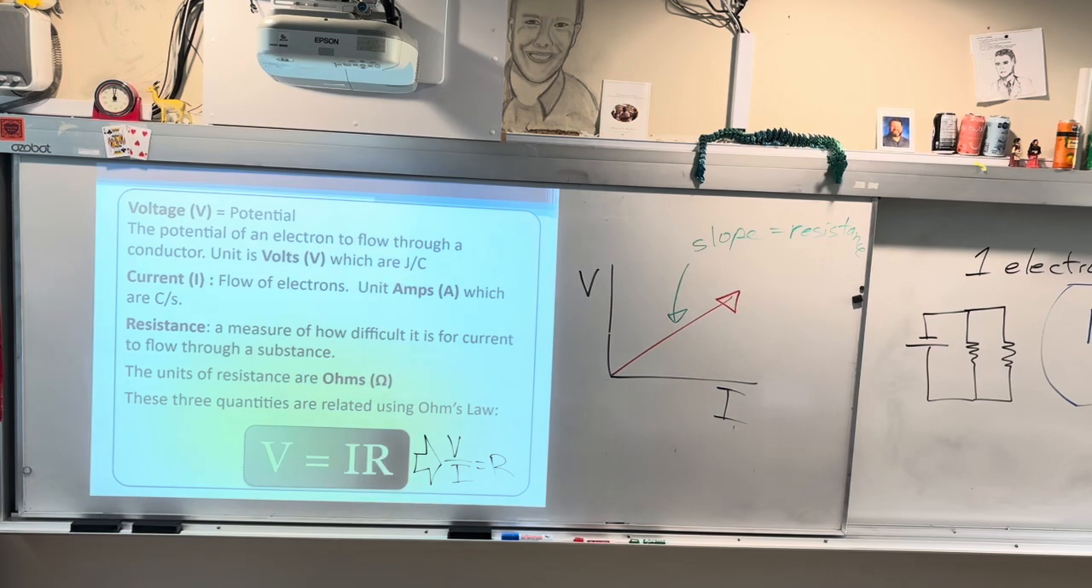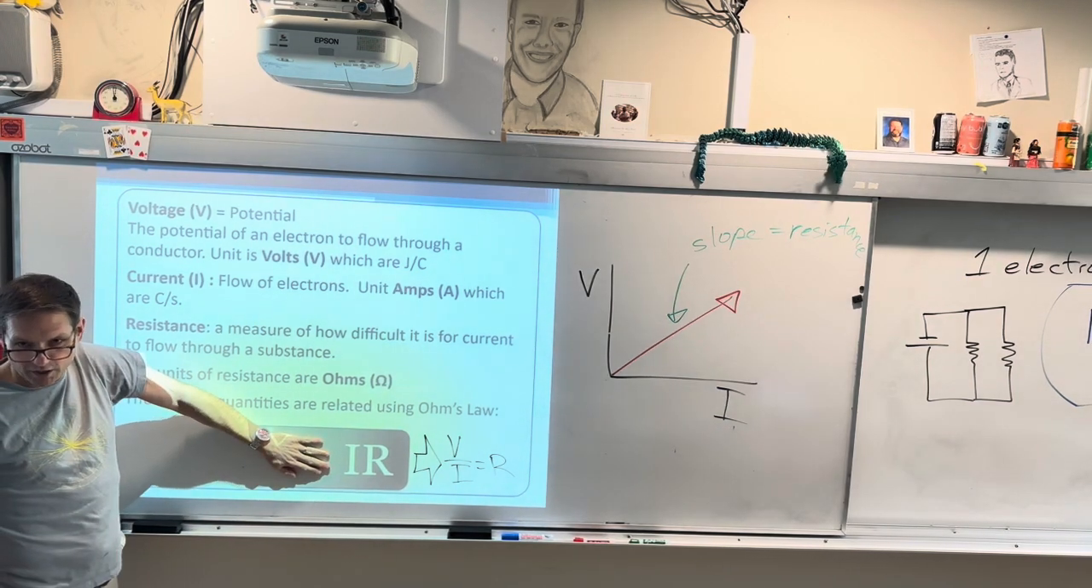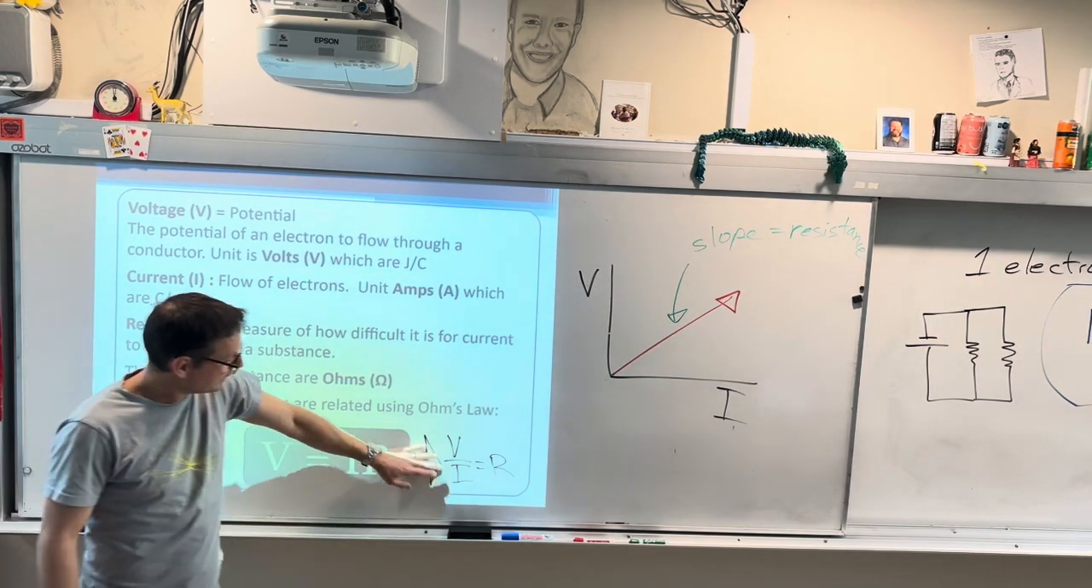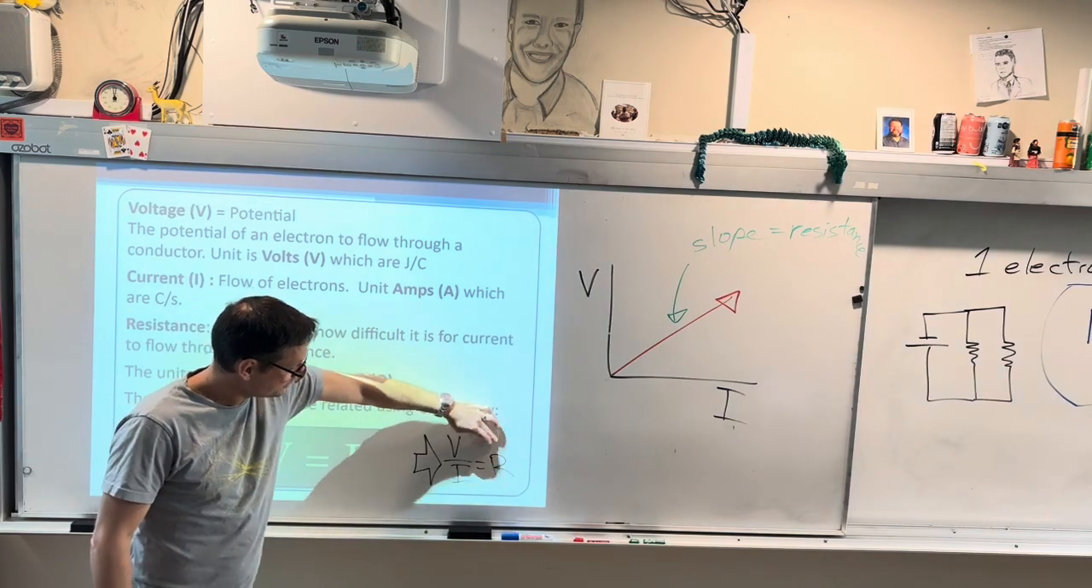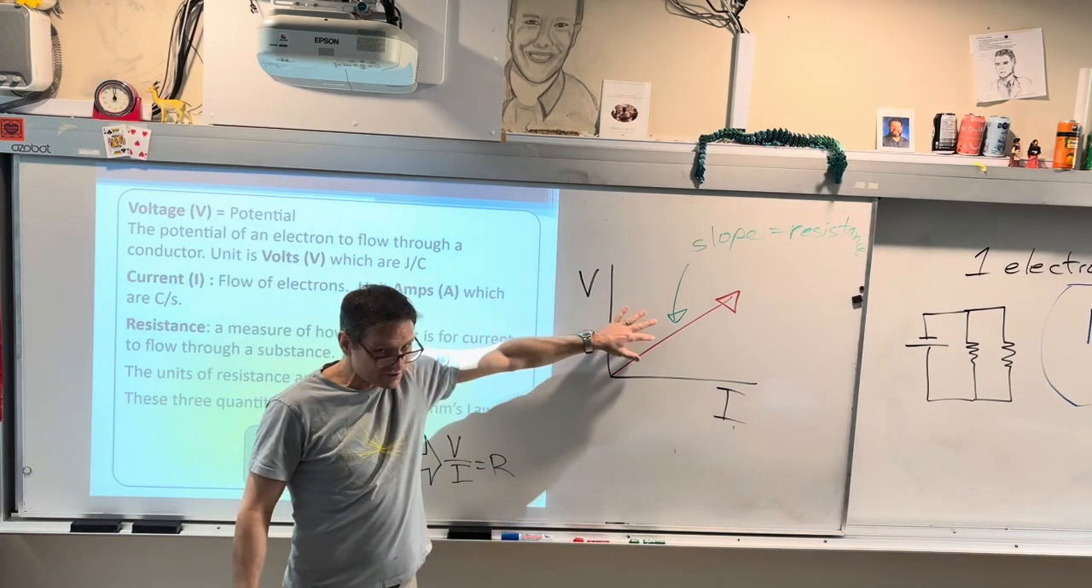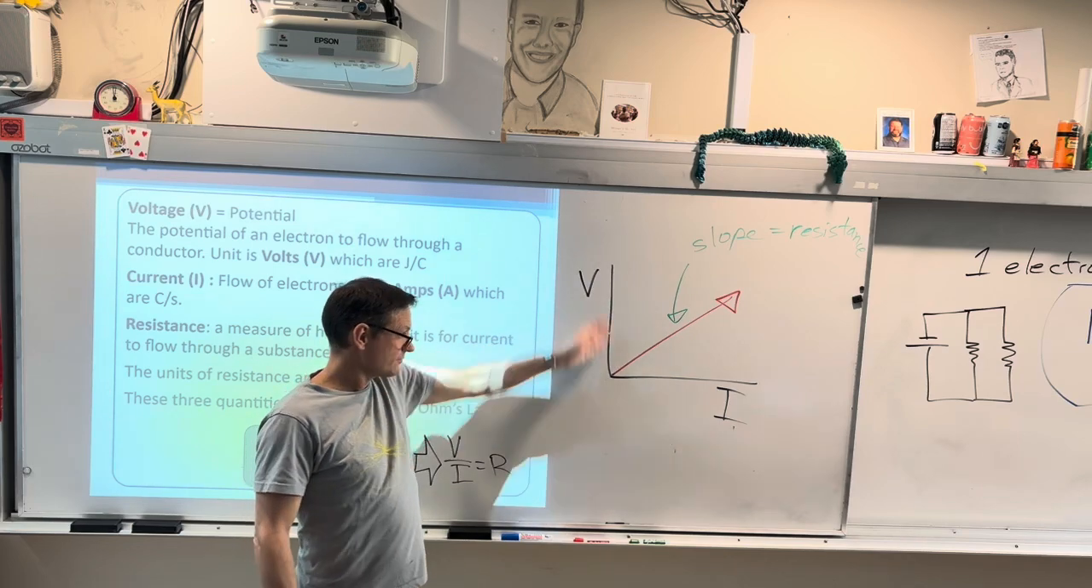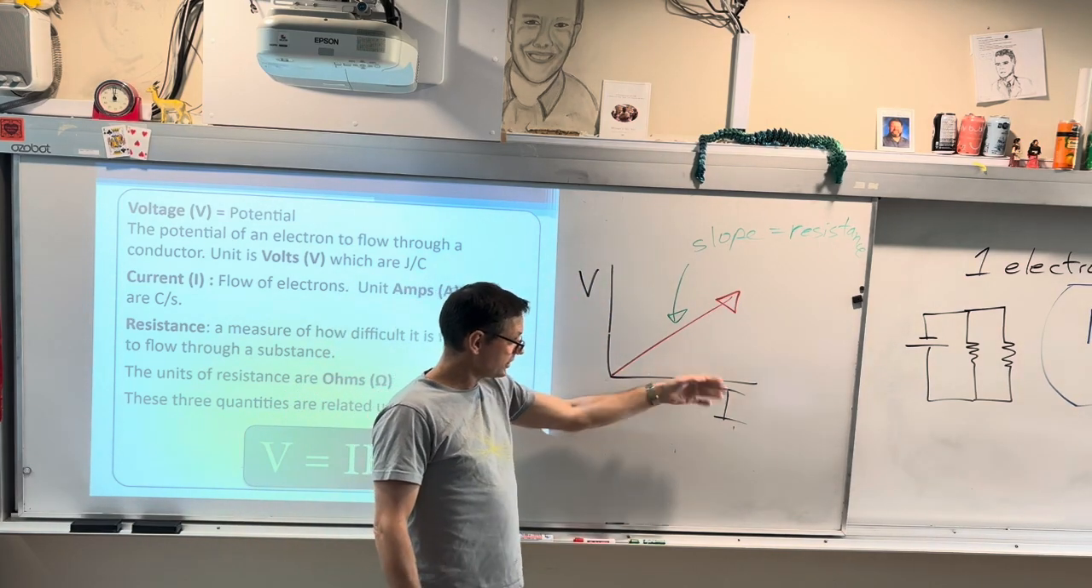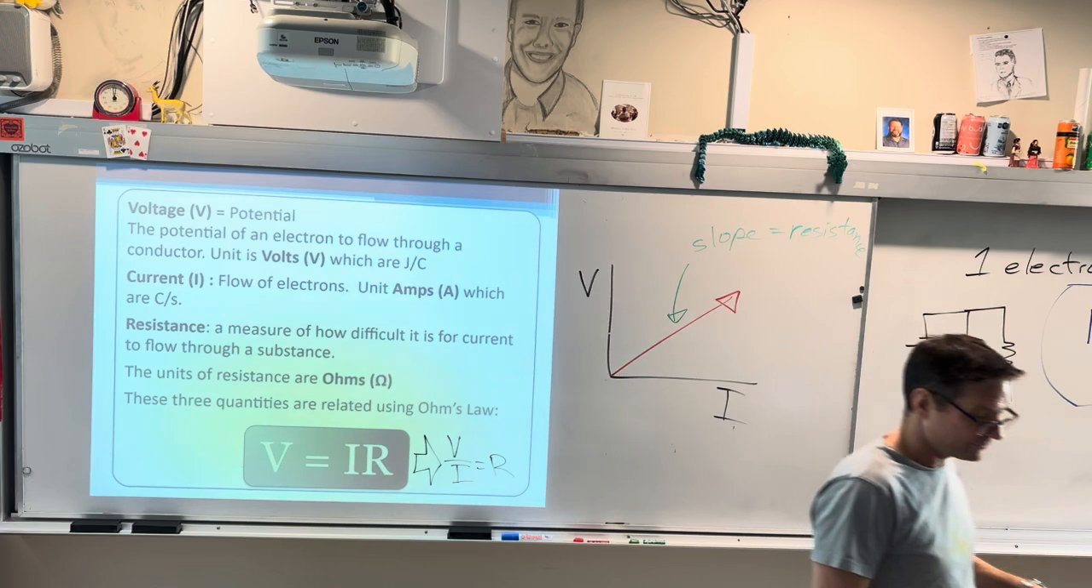So we finished at V equals IR. This is called Ohm's law. And if we change it around, you have V over I is equal to resistance, and that's why the slope of this graph is your resistance. Because rise over run is voltage over current. That gives you your resistance.